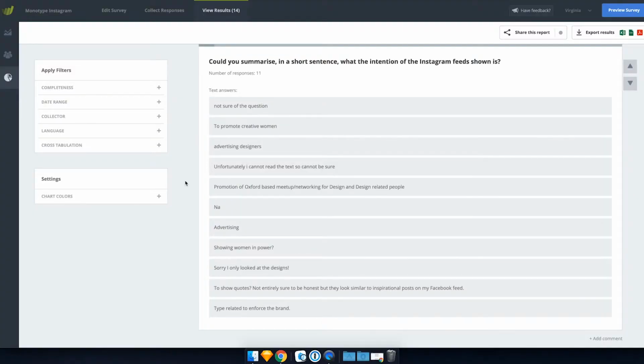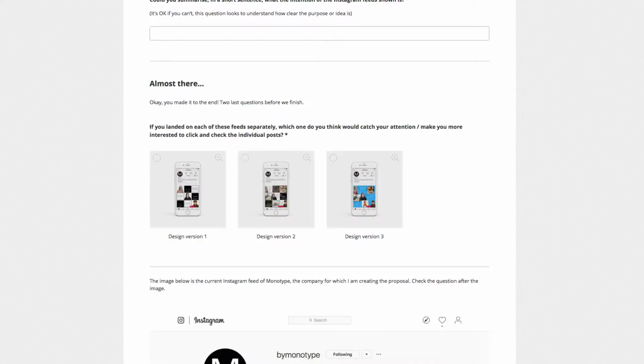Showing women in power. Some people only looked at the designs. To show quotes, and type related to enforce the brand. So this person probably knows what Monotype is and what they do. Although I don't think I have mentioned Monotype at this point, so maybe it's clear that I'm using type to celebrate these people.